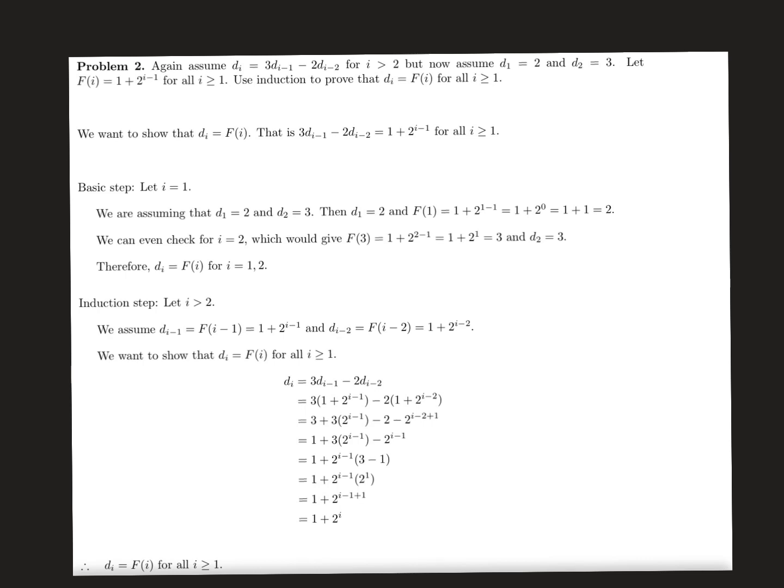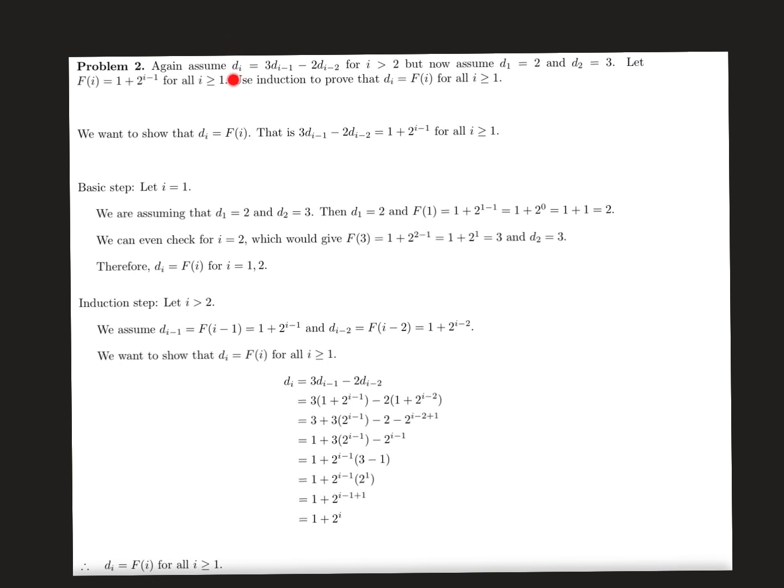Okay, so for my screencast, I am doing problem 2 of homework 8. So this is a proof by induction. It says that we are talking about recursive sequences or recursive functions.